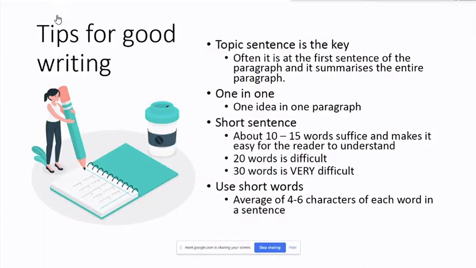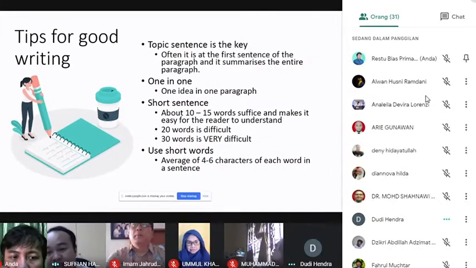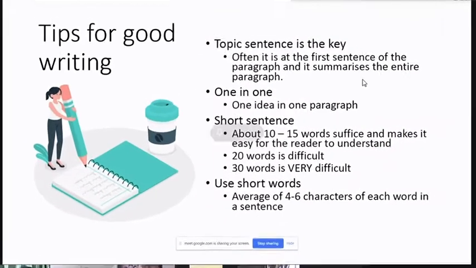Okay, and then once we talk about sentences, we are talking about words now. Different scholars have different opinions. But on average, 4 to 6 characters in each word in a sentence is enough. But obviously, in today's situation or in scientific writing, there are certain words that have more than 6 characters. If you can't help it, obviously, you have to get along with it.